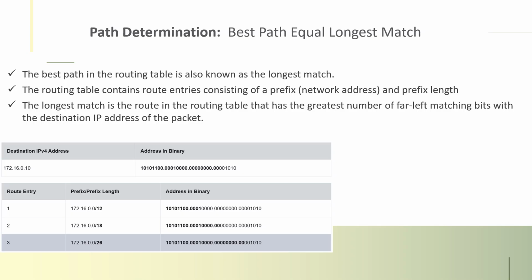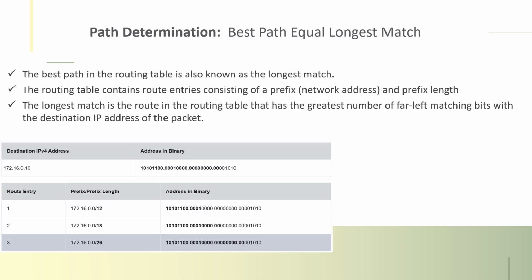But remember that for one of these routes to be considered a match, there must be at least the number of matching bits indicated by the subnet mask of the route. And as you can see from the subnet mask of the route, is the address number 3 the best, longest match?